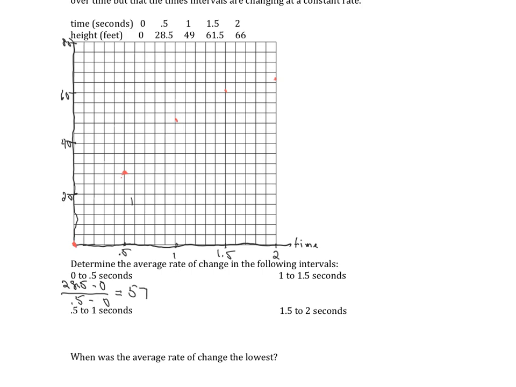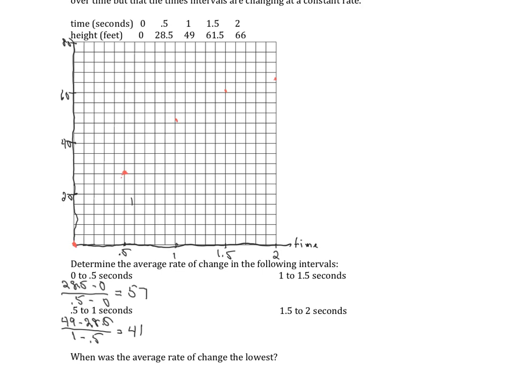Then 0.5 to 1 would be 49 minus 28.5 divided by 1 minus 0.5, and that would give me 41. Notice it's less than the first one.